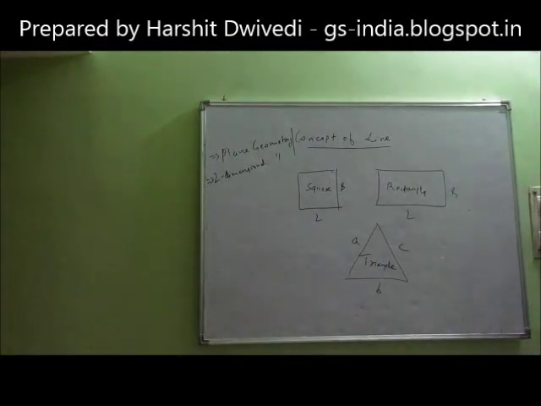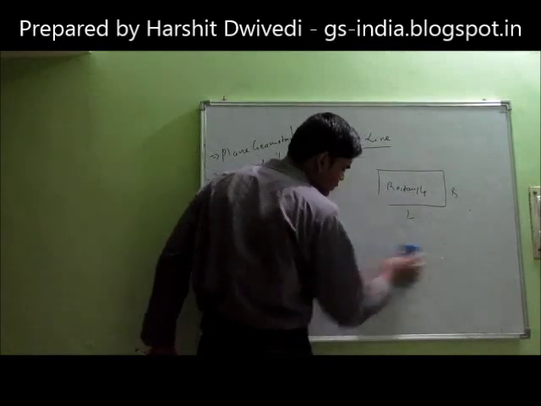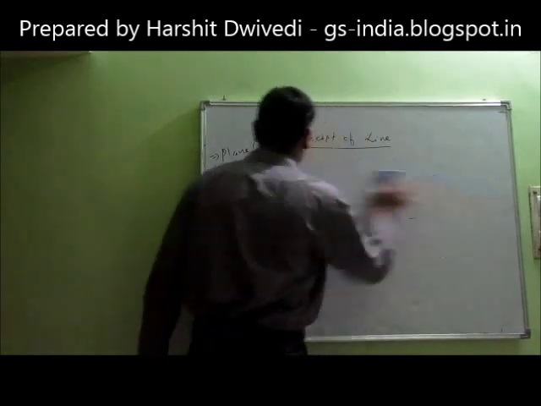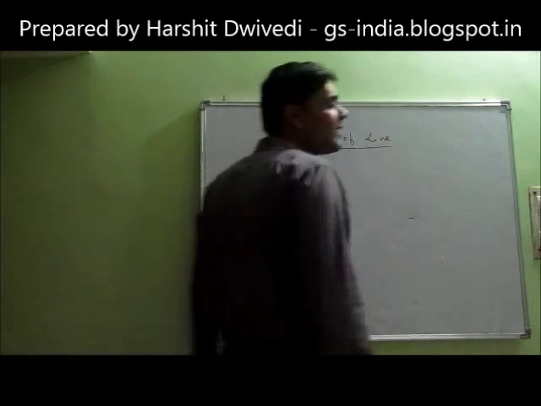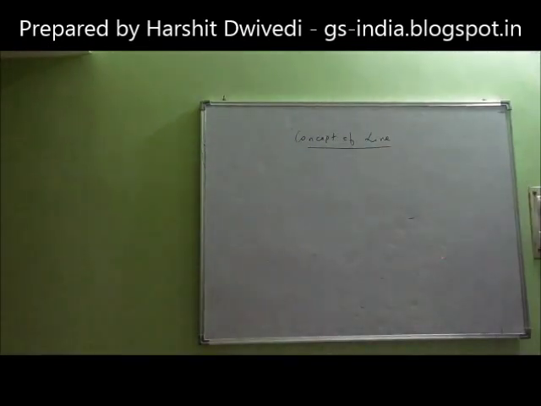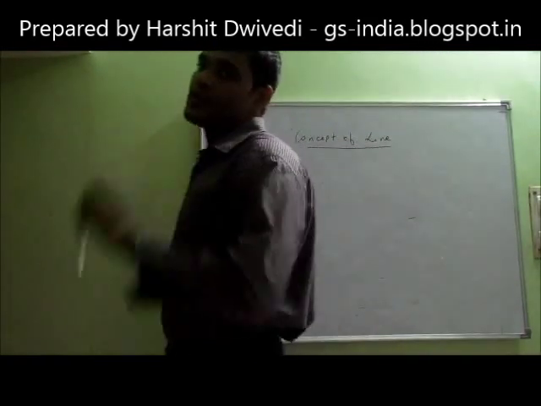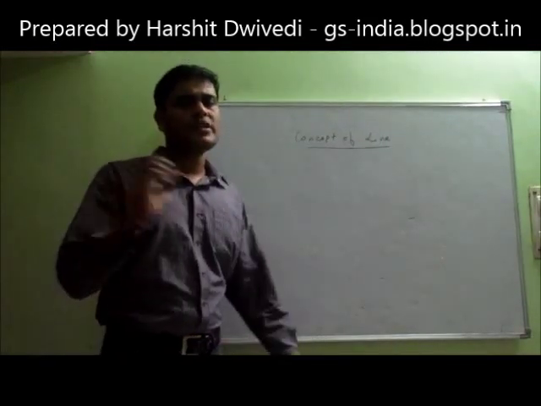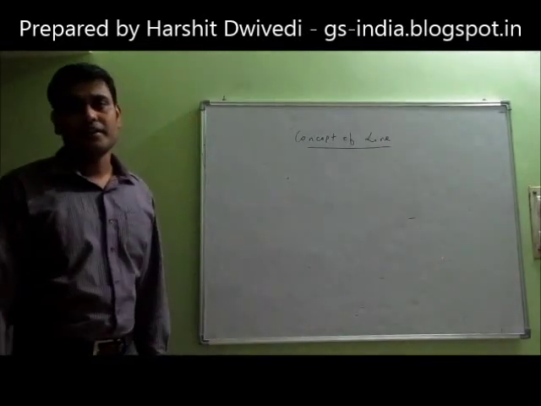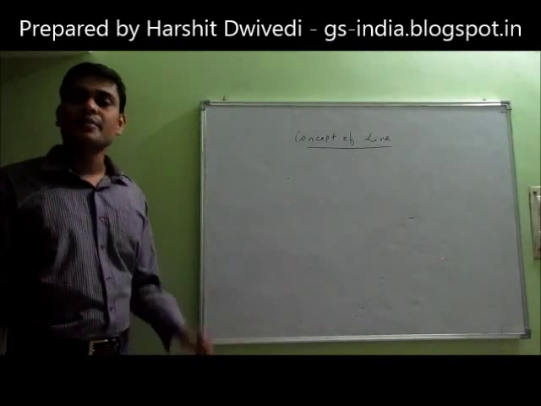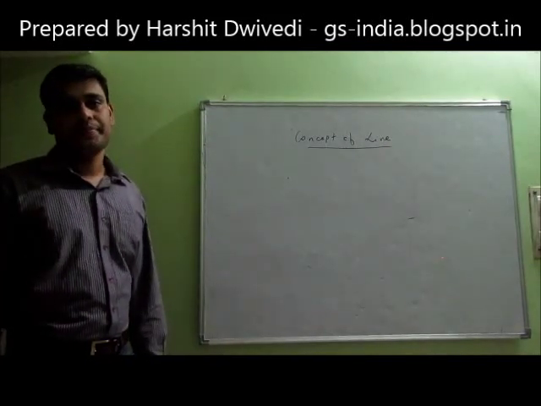Now moving further from this concept, this was very basic. I hope everybody knows it. What is a line? The line is the most basic unit when it comes to studying the topic of plane geometry. Obviously a dot, a point, is the smallest thing. But after the point, the line is the most basic unit of plane geometry.